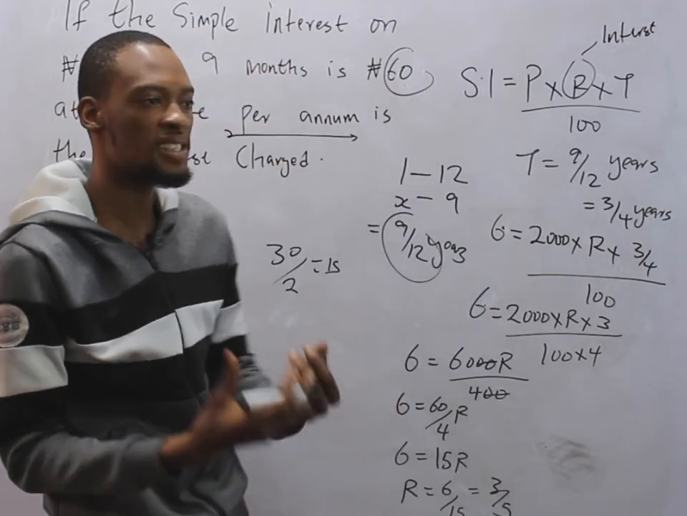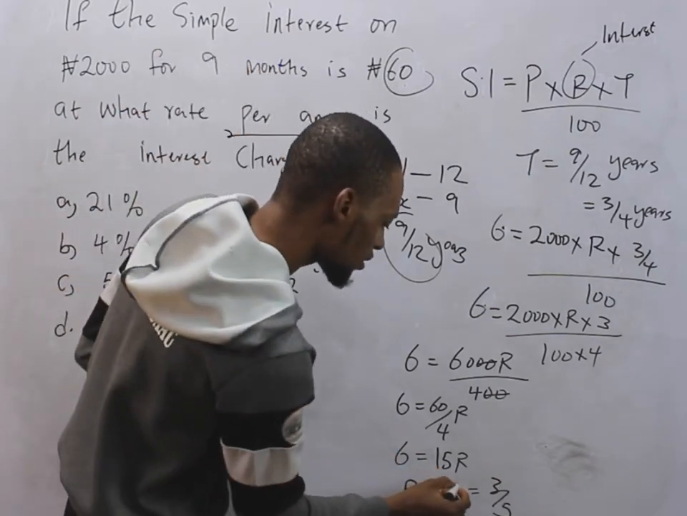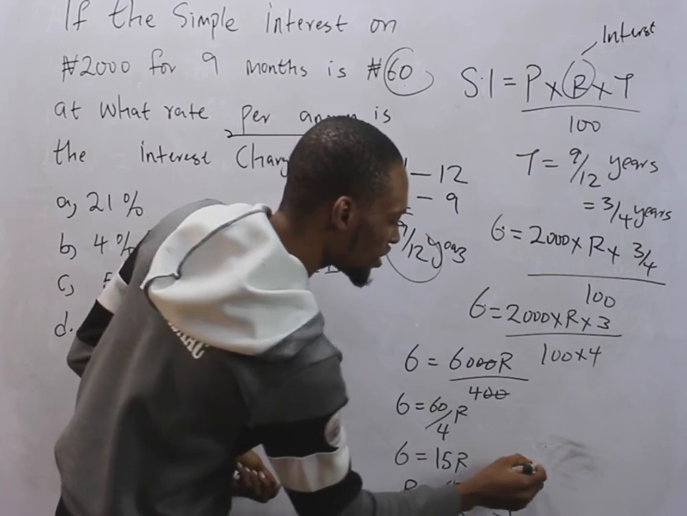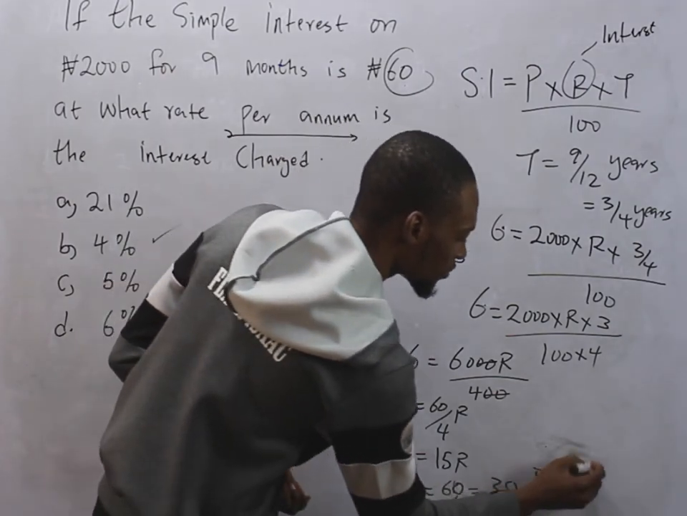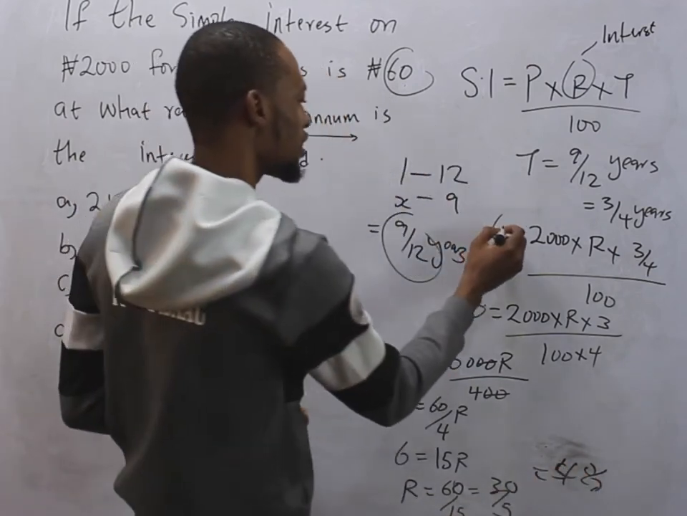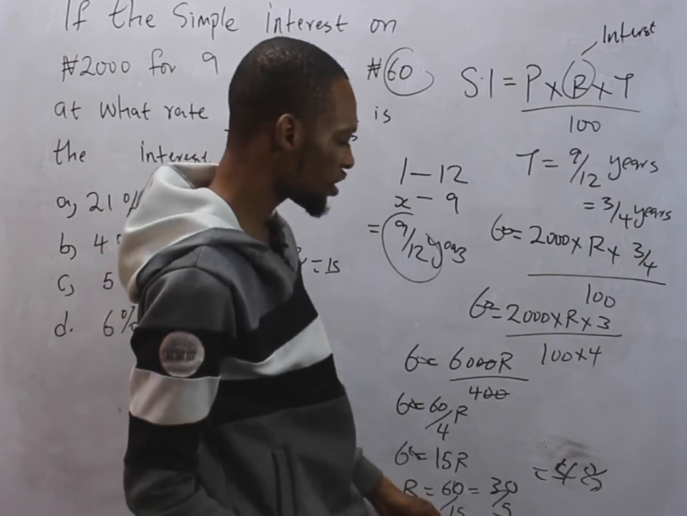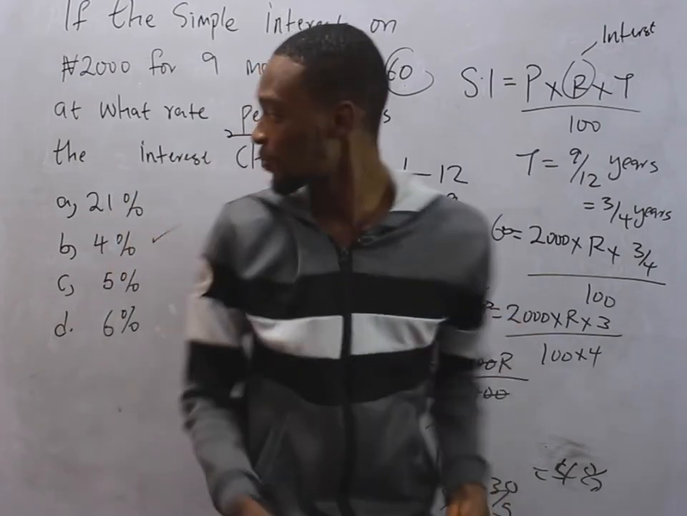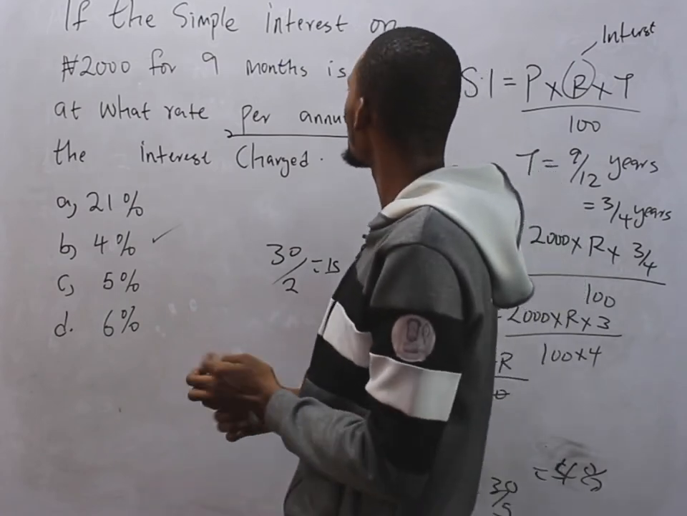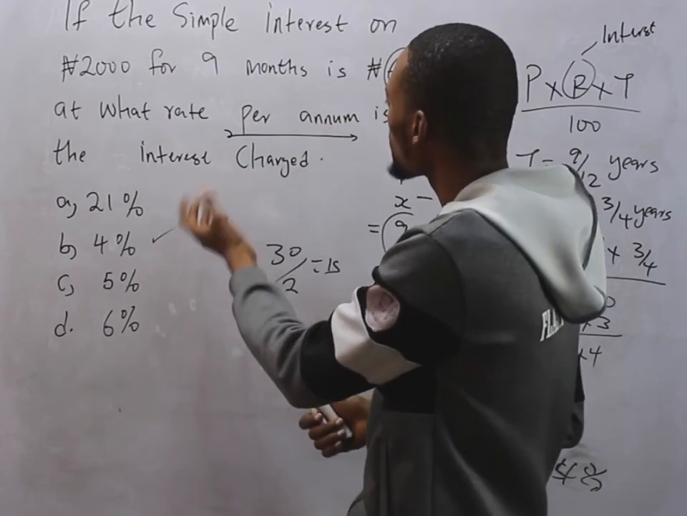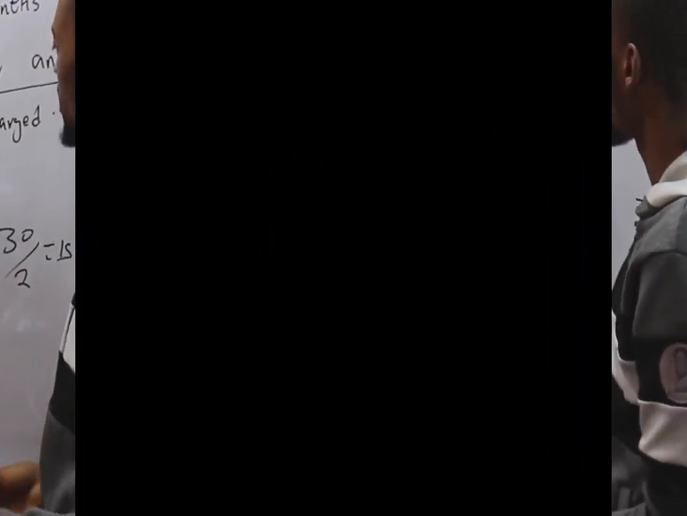So the simple interest is 6 naira, meaning 60 naira, meaning here is 60. Then 60 divided by 15 is 4. That's 4%. So this is 60 naira. It doesn't affect our calculation up to this point. So if the simple interest on 2000 naira for 9 months is 60 naira, at what rate per annum is the interest charged? It is simply 4%.